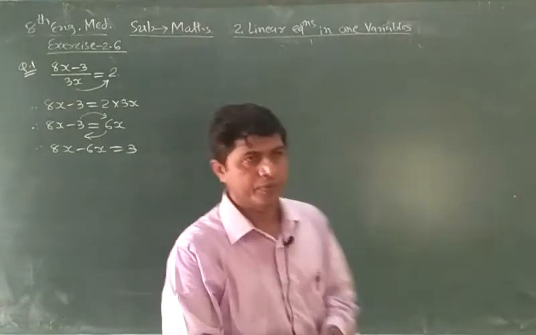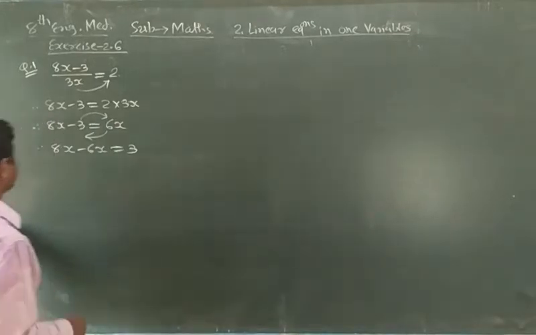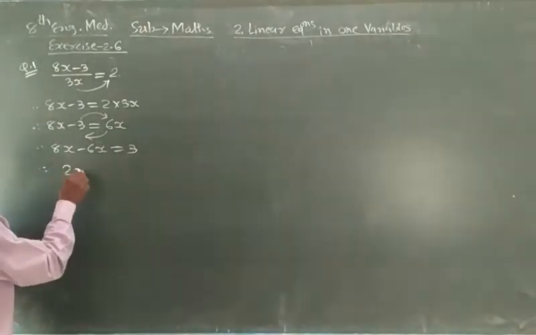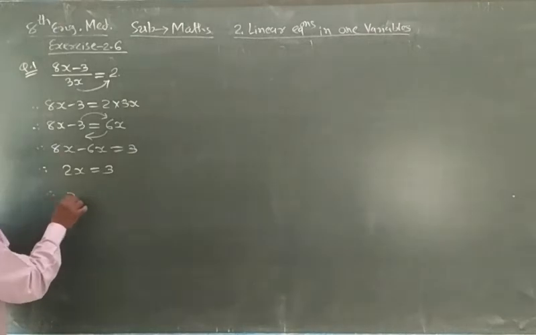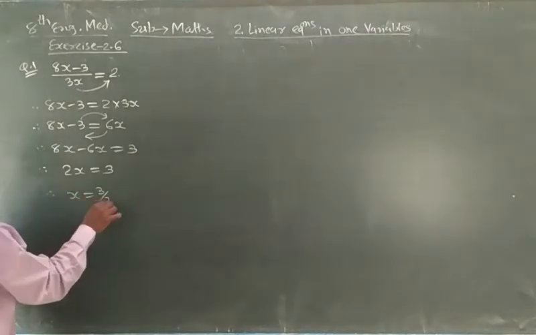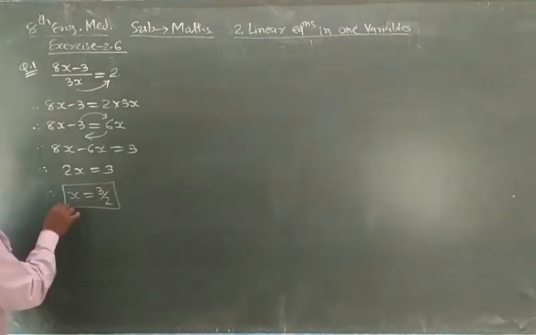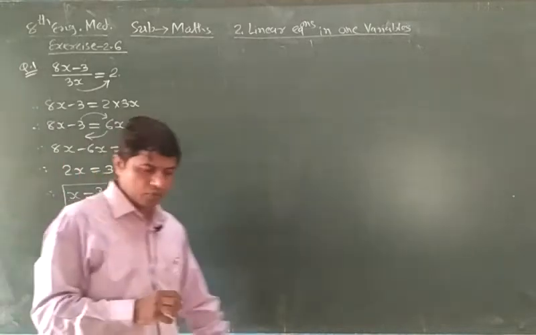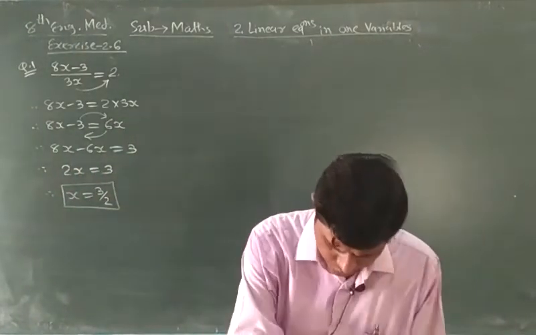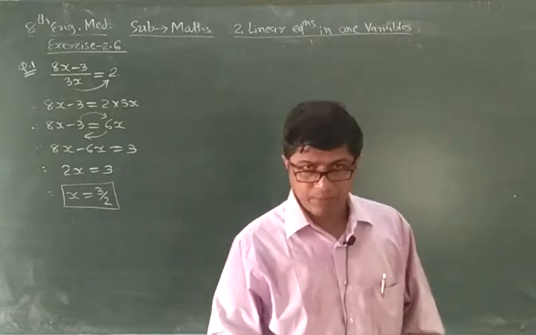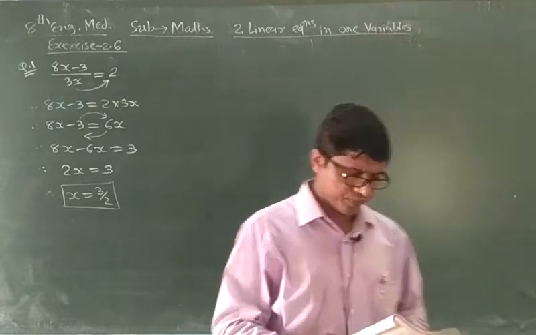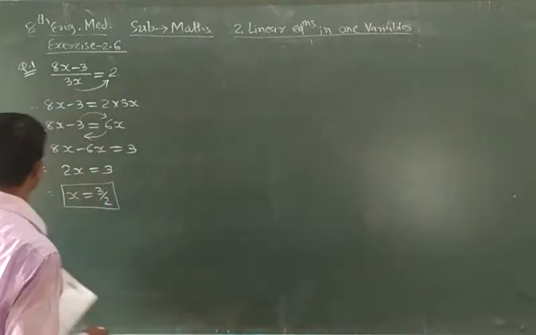So, now here, 8 minus 6, so 2x is equal to 3. So x is equal to 3 by 2. This is the value for question number 1, 3 by 2. Okay. Now we start question number 2.